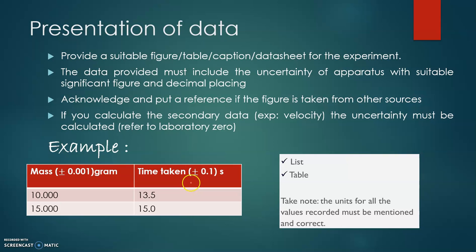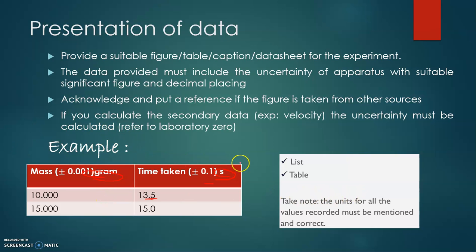The same goes for the stopwatch. For example, the smallest scale of the stopwatch is 0.1, right? So if you take the first reading equal to 13.5, it has the same decimal places as the stopwatch. Don't forget to include the units at the title of the row. Please note that the unit must be recorded.